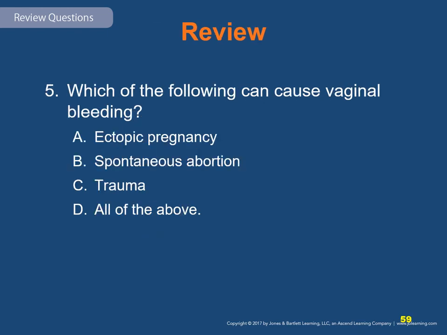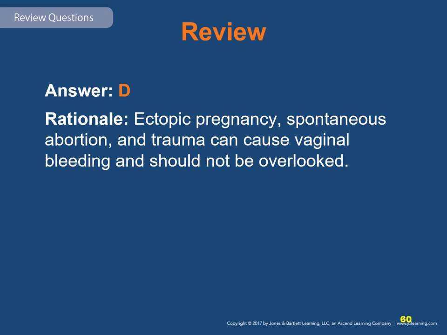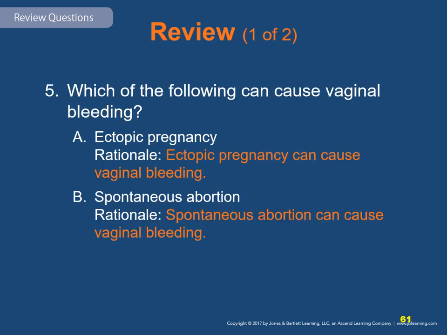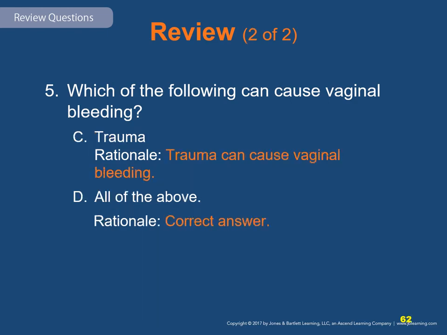Review question 5. Which of the following can cause vaginal bleeding? A. Ectopic pregnancy, B. Spontaneous abortion, C. Trauma, D. All of the above. The correct answer is D. Ectopic pregnancy, spontaneous abortion, and trauma can all cause vaginal bleeding and should not be overlooked. The correct answer is D.